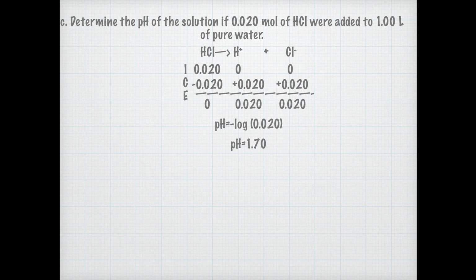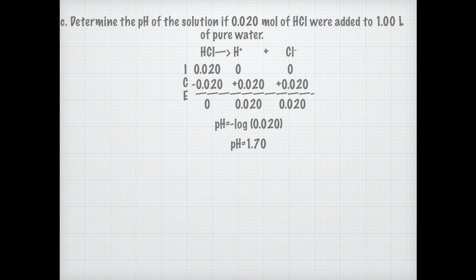So unlike the 4s value you just got when I added HCl to a buffer, if I just added HCl to my solution point blank, it would drop the pH from 7 all the way down to 1.70, which is a pretty significant change. All right, so that shows you the value of buffers.